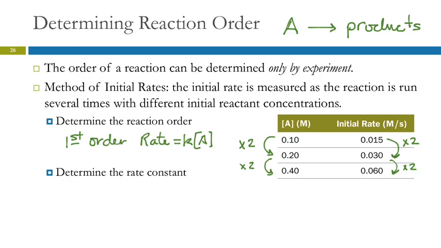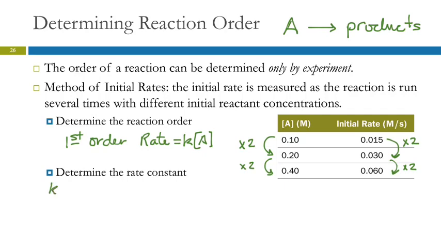Next part says determine the rate constant. k is the rate constant. How are we going to find that? Well, if we're going to use this equation, we need a rate and we need a concentration of A. Do we have that information? Yeah, we've got 3 sets of that information. Does it matter which one we use? No, because the rate constant is a constant, right? It stays the same. I'm going to use the first one just because, I don't know, seems reasonable.